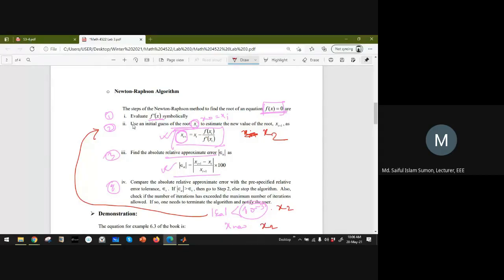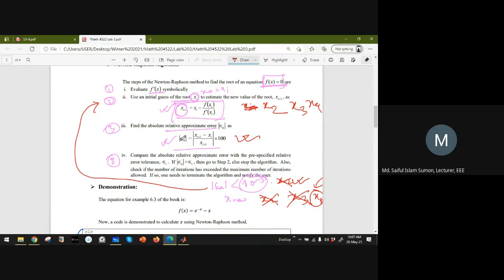If this condition is fulfilled, then x2 is my solution. If this condition is not fulfilled, then it will go for another iteration and find another value, x3, and then it will check how much error there is, okay? And it will check whether this condition is fulfilled or not. If fulfilled, then x3 is the solution. If not, it will go for another iteration and find x4. Again it will find the error, and if the error is within the tolerable limit, then x4 is the solution. Are you okay with the theory? Yes, sir.